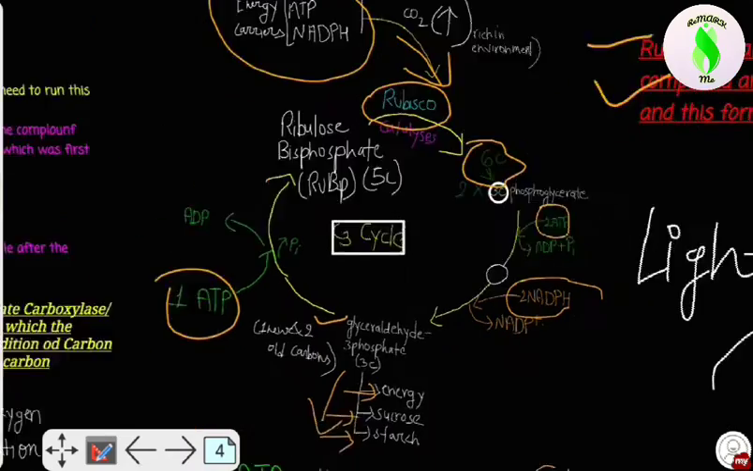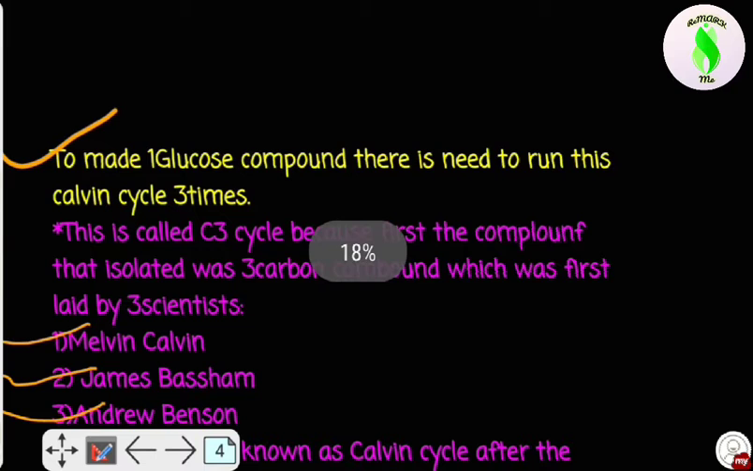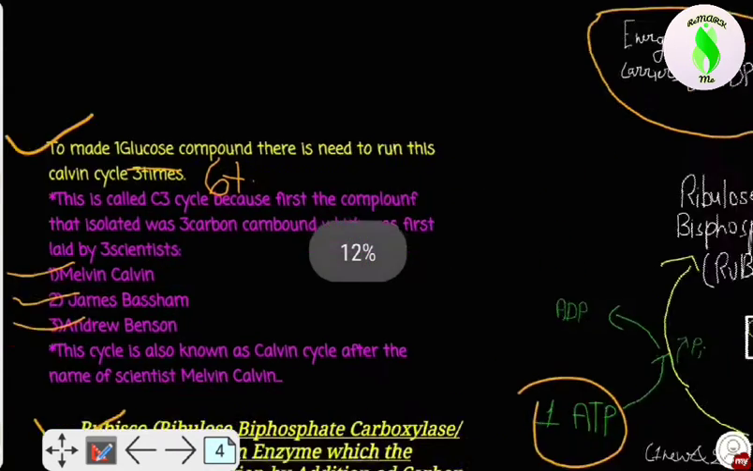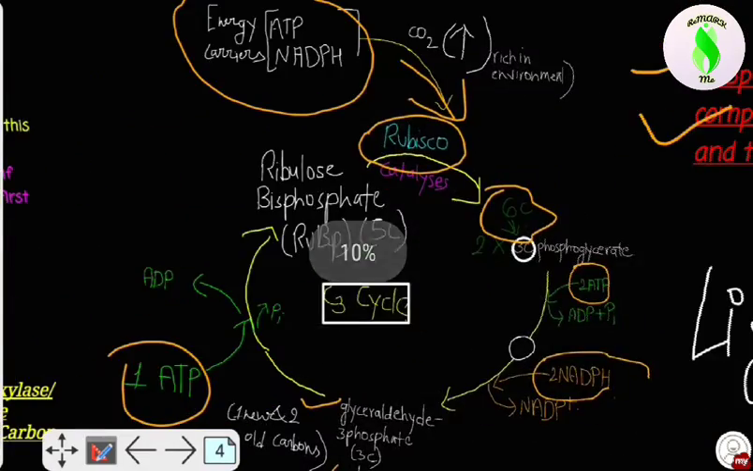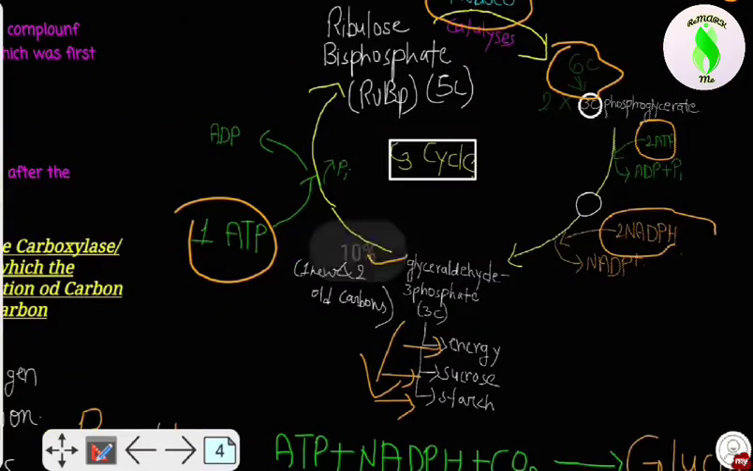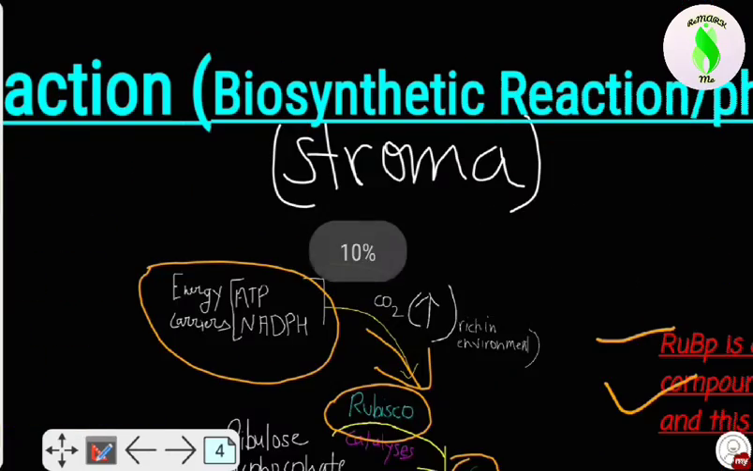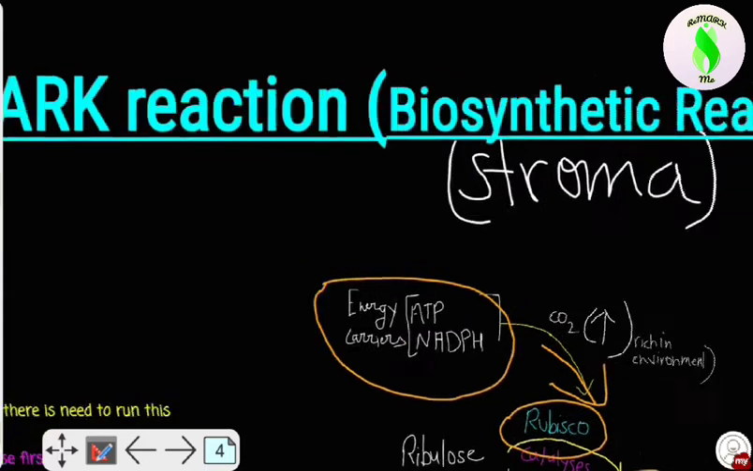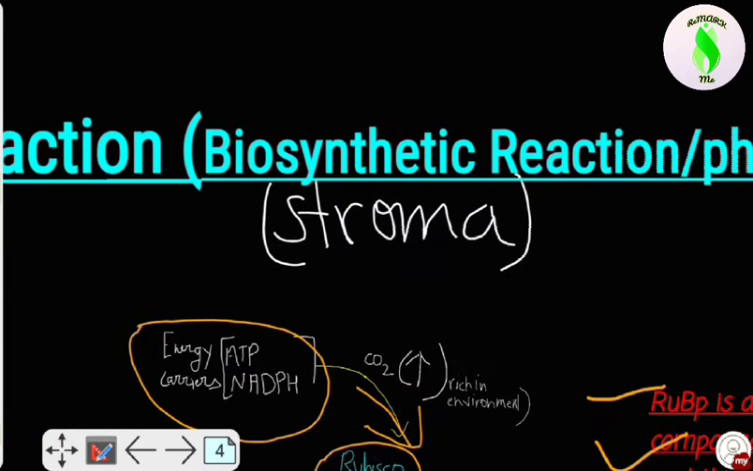That is carboxylation. Now, if there is a need to obtain one glucose compound, there is a need to run this cycle 6 times. There is a need to run this cycle for 6 times to obtain one glucose compound, and this process is known as dark reaction. Dark reaction is also known as biosynthetic reaction, and it is taking place in the stroma.